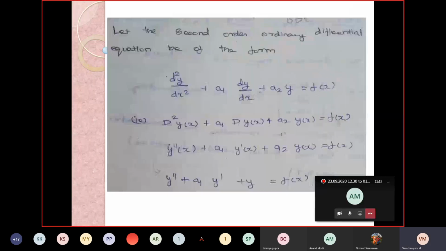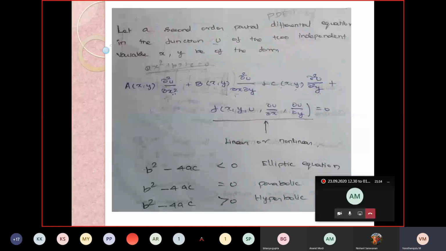The partial differential equation can be written in the form as pictured in the presentation, that is a in terms of x, y, dou square u by dou x square, plus b in terms of x, y, dou square u by dou x dou y, plus c dou square u by dou y square, plus a function.